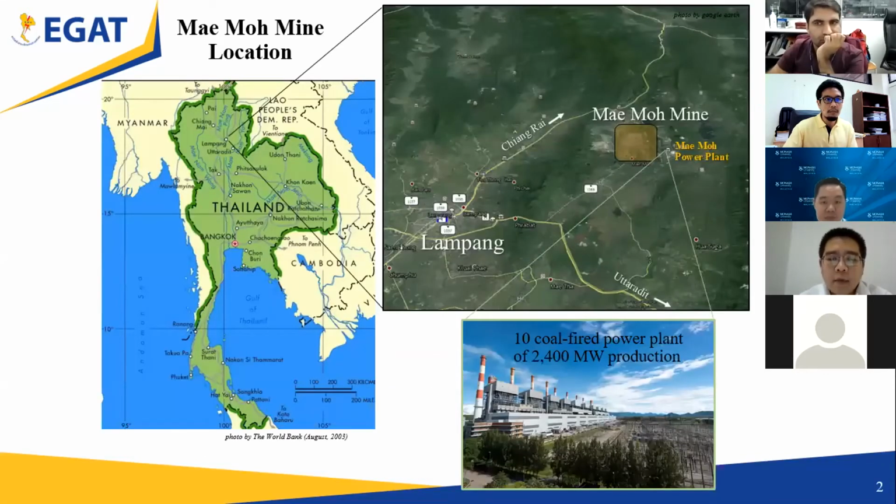Mammoth Mine is the biggest open pit coal mine in Thailand and is located in Lampang in the northern part of Thailand. Mammoth Mine serves lignite as fuel to Mammoth coal-fired power plant with a 2,400 megawatt generating capacity.